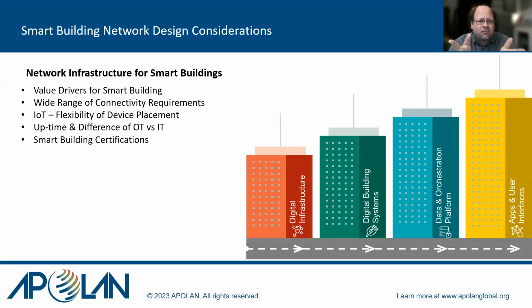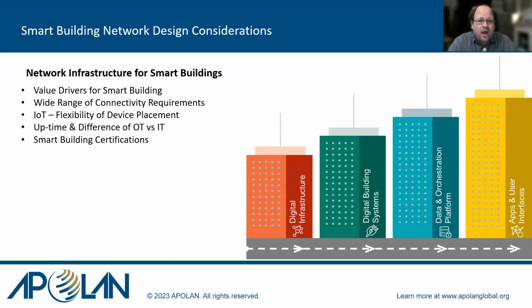What kind of wide range of connectivity requirements does this infrastructure need to fit? Device placement, right? For IoT devices, how does where we put those devices impact the type of infrastructure that's needed? The uptime and the difference between operational technology, or OT, versus information technology, or IT. And then lastly, for my talk will be, how do smart building certifications fit into this whole picture?